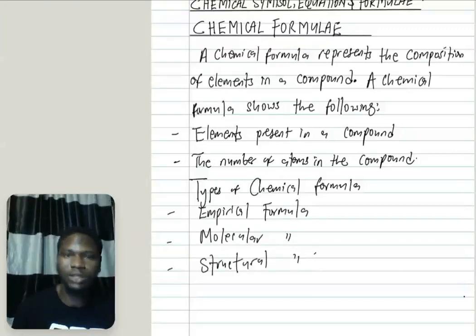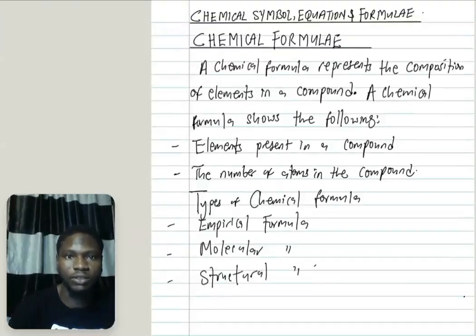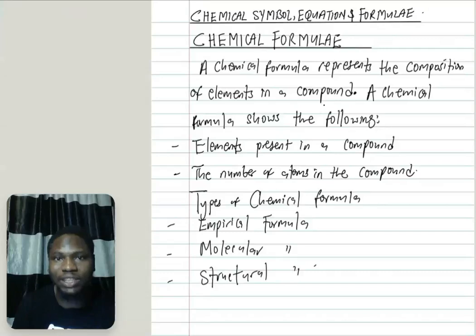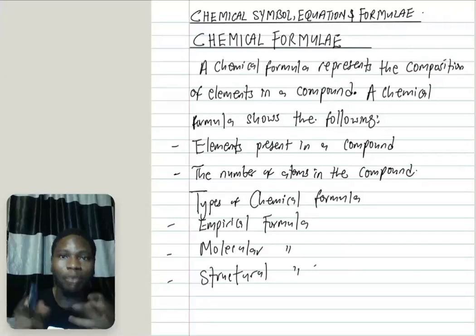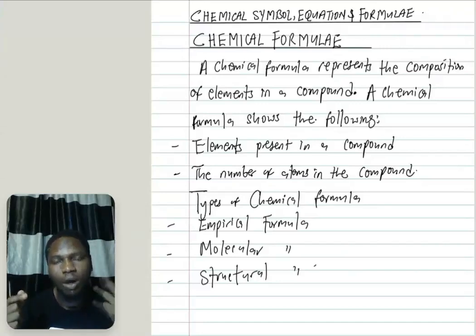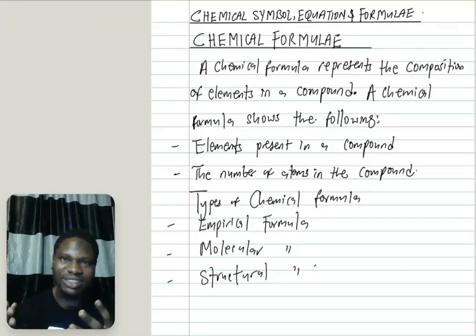Alright, so let's look at chemical formulae in this video. A chemical formula represents the composition of elements in a compound. If a chemical formula is written for you, looking at it, you'll be able to tell the type of elements in the compound. Also, you'll be able to tell the number of atoms of each of the elements in the compound.